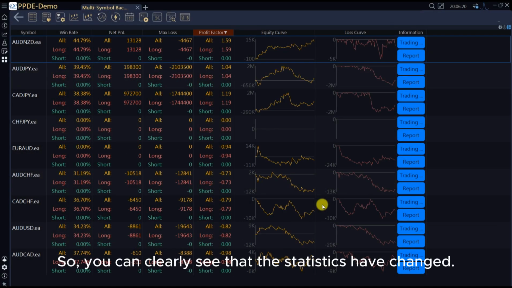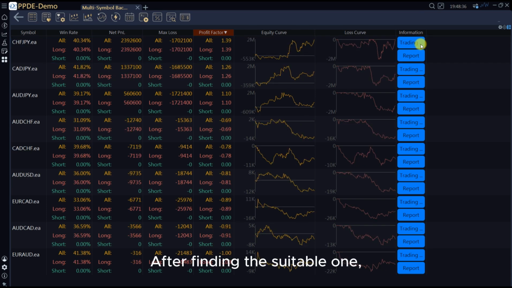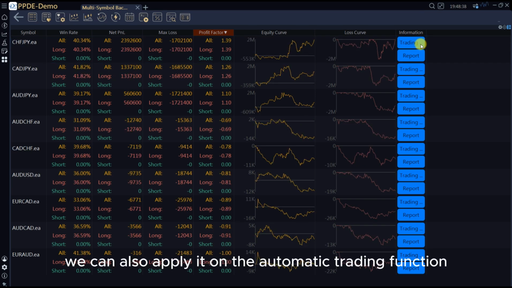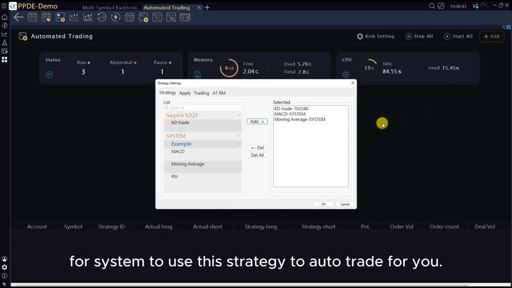So, you can clearly see that the statistics have changed. You can try to change it around to fit your trading style and decide which one is reliable for you. After finding the suitable one, we can also apply it to the automatic trading function in order for the system to use this strategy to auto trade for you.